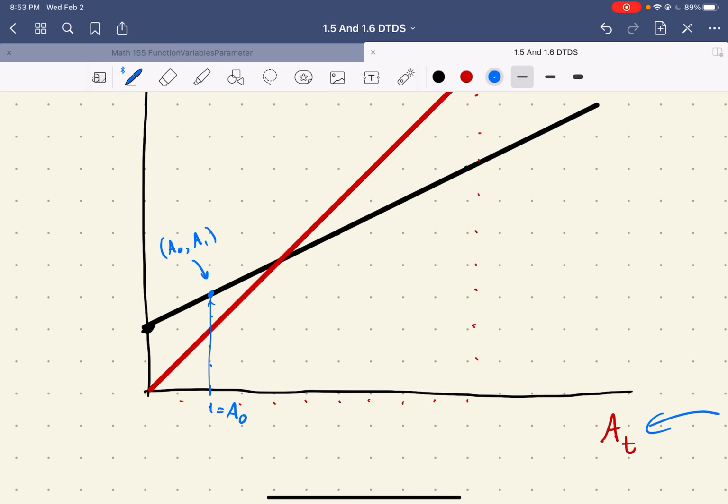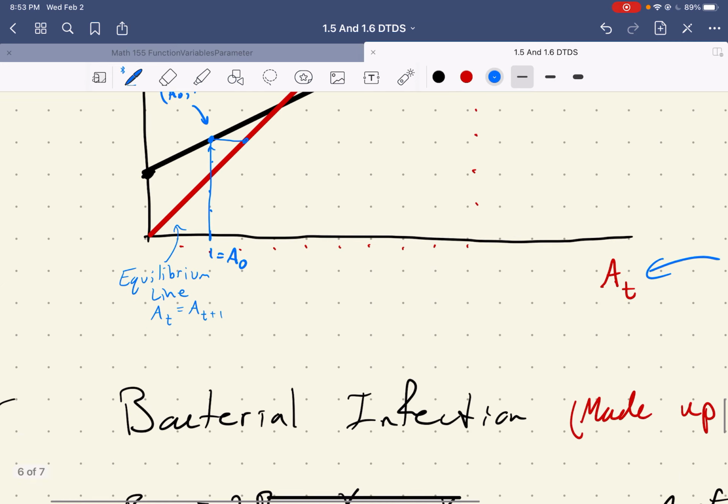Now, the very slick maneuver to try and figure out a sub 2, based on this picture here, is to travel horizontally to the line y equals x. So this is an equilibrium line, and that's when the amount of substance at time t is the same at the future time. If you think about what this is saying, if this was ever true, for example, at t equals 10, then that says a sub 10 is equal to a sub 11.